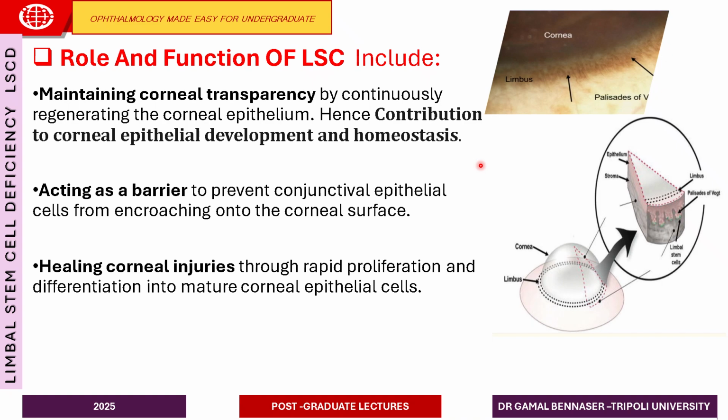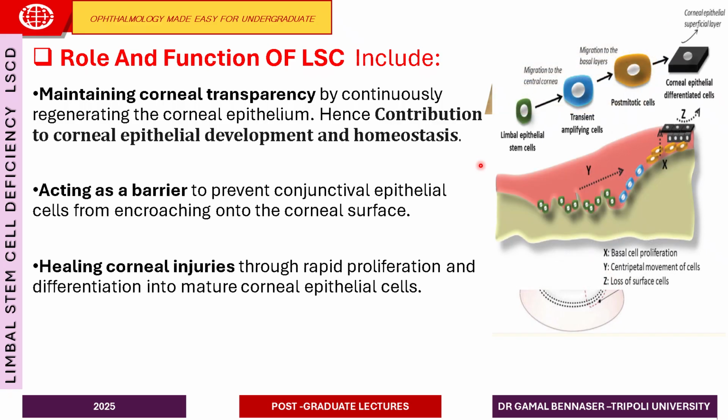So any damaged or abnormal epithelium will be discarded and replaced by new epithelial cells. Another important role is that they act as a barrier to prevent the conjunctival epithelial cells from encroaching onto the corneal surface. So it is a barrier between the corneal epithelial cells and the conjunctival epithelial cells. By cell-to-cell contact inhibition, it prevents the overriding of the conjunctival epithelium over the corneal epithelium.